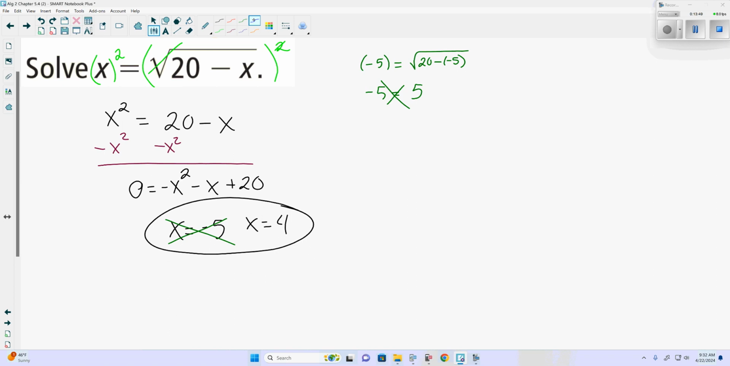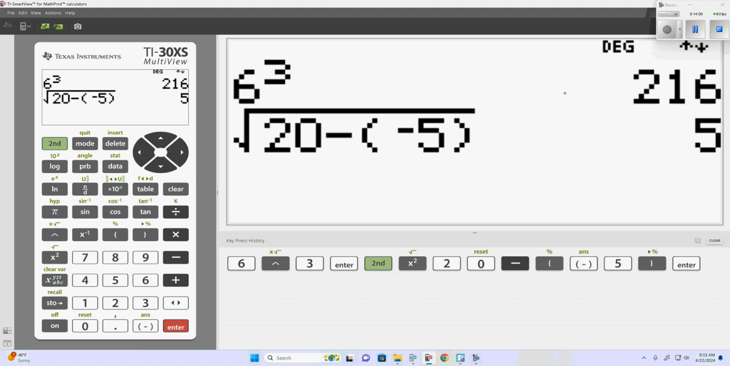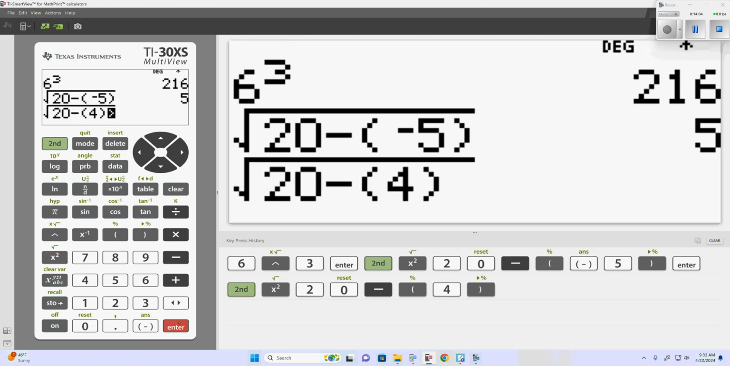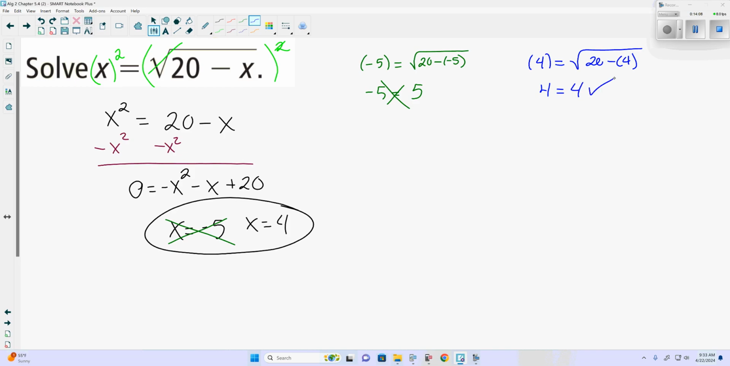We can check the other one, 4. 4 is equal to the square root of 20 minus 4. Lo and behold, the left side is 4. Again, you can grab the calculator. Second square root 20 minus 4 is 4. So our one solution for this here is x is equal to 4.